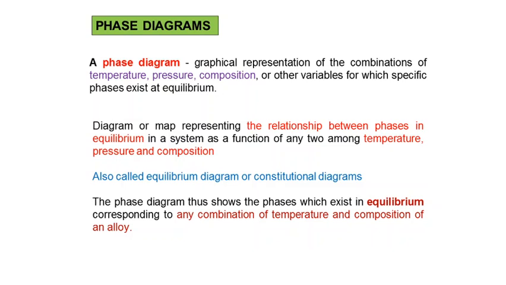They are also called equilibrium diagrams or constitutional diagrams because the phases existing in these phase diagrams are in equilibrium. So it shows the relation between equilibrium phases for a particular temperature and a particular composition of an alloy.